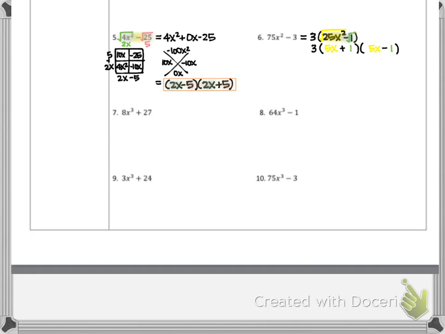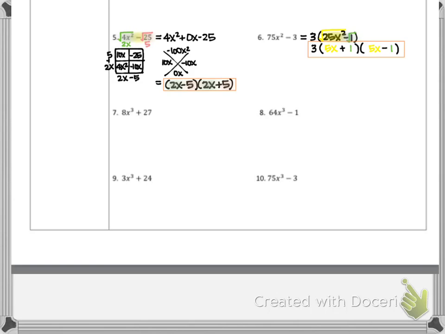Do a quick check. See if you can factor the inside. And I don't think that you can. That is our answer for this one. So it was the difference of squares and a GCF involved. Okay.